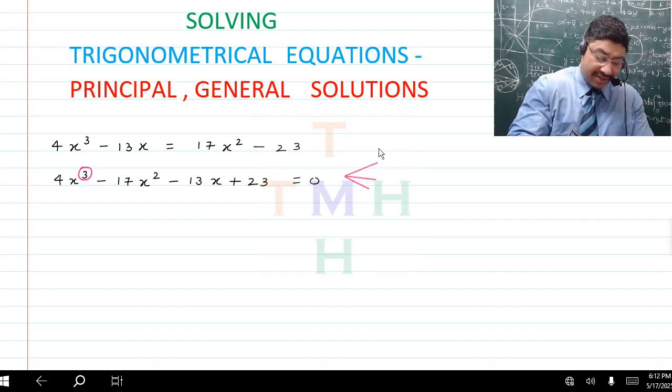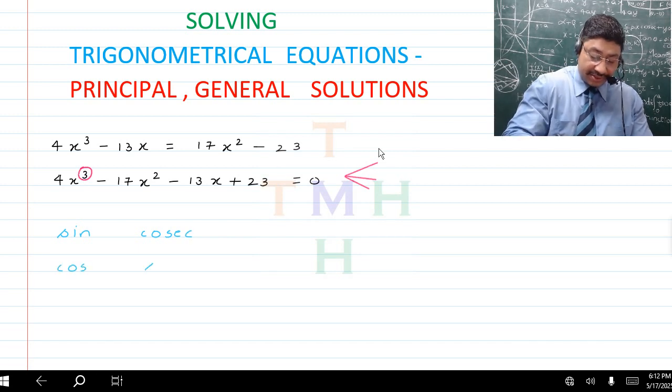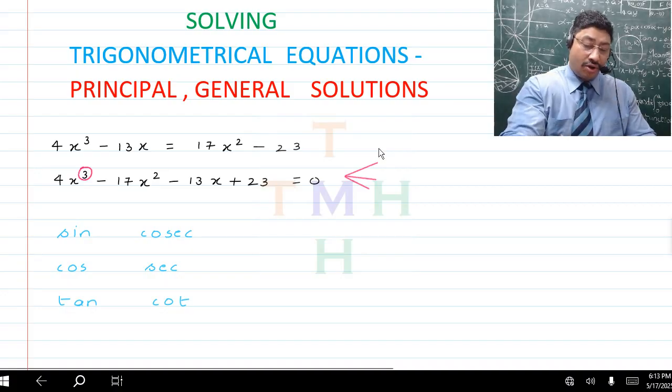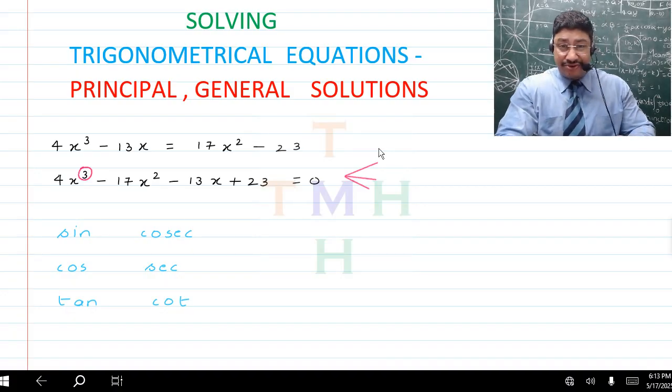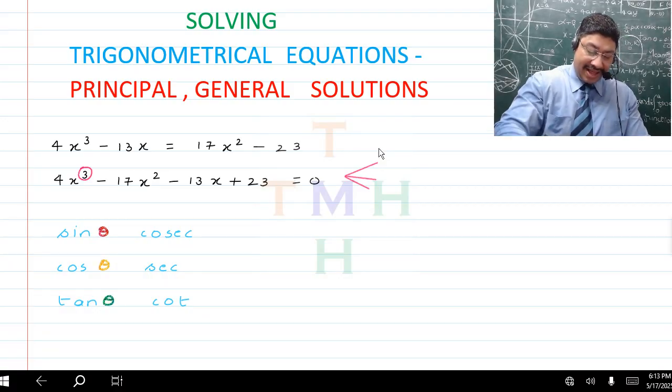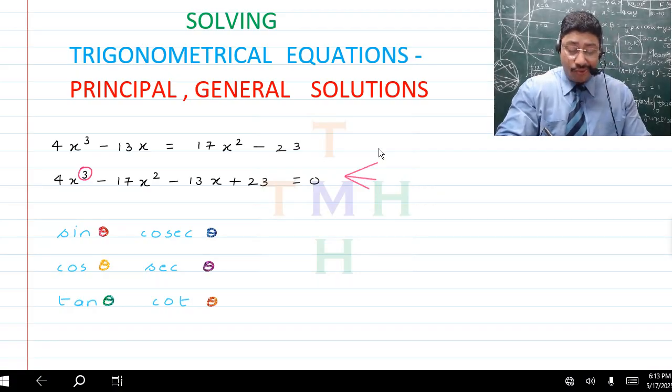I'm sure you people know that we have 6 trigonometric ratios: sine and its inverse cosec. Then we have cos and its inverse sec. Then we have tan and its inverse cot. Right? Now, these are actually trigonometric ratios, and they are incomplete without what? Without the angle, right? So here we can take the angle to be, say, some angle theta. So as such, here theta is the angle, and when you know this angle, then only you can find out the value of these trigonometric ratios.